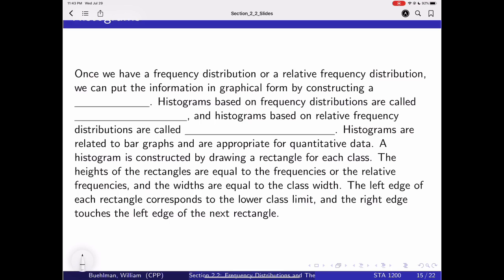So now we have histograms. Once we have a frequency distribution or a relative frequency distribution, we can put that in a graphical form by constructing what we call a histogram. Histograms based off of frequency distributions are called frequency histograms. And those based off of relative frequency distributions are called, shockingly, relative frequency histograms.